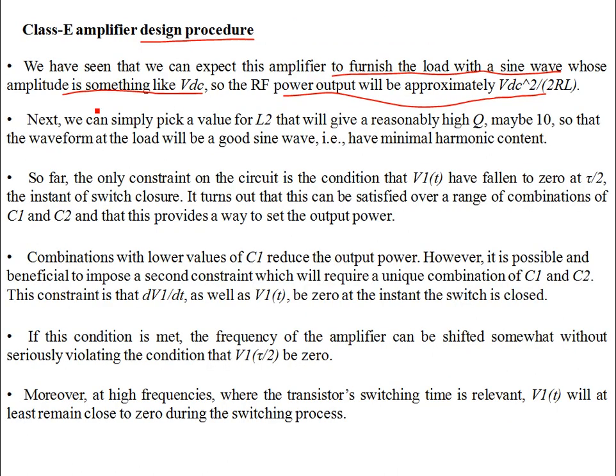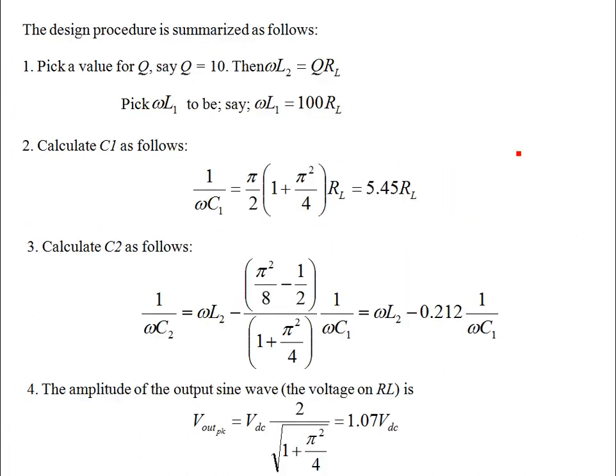If you simply pick the value for L2 that will give a reasonably high Q, maybe of 10, the waveform at the load will be a good sine wave having minimal harmonic content. Then the first equation is that you pick a Q, so that omega L2 is Q times RL. You can set Q equal to 10, and you know the load resistance. You can find L2 that gives you a very high Q, 10 or 20 or however much you set, at the required frequency omega.